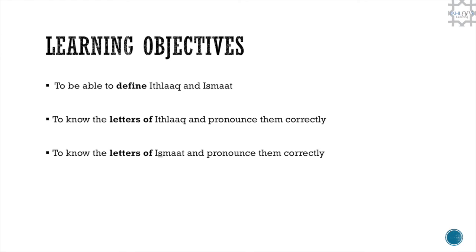So what have we learned in this lesson? We are able to define Al-Idlaq and Al-Ismat. We know the letters of Al-Idlaq and we can pronounce them correctly. And we know the letters of Al-Ismat and we can pronounce them correctly.